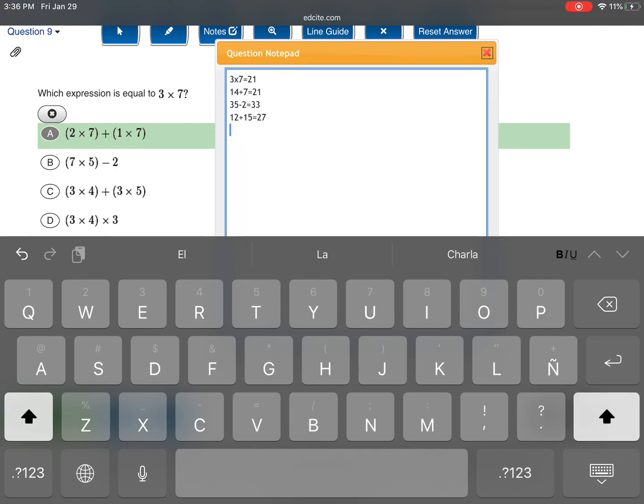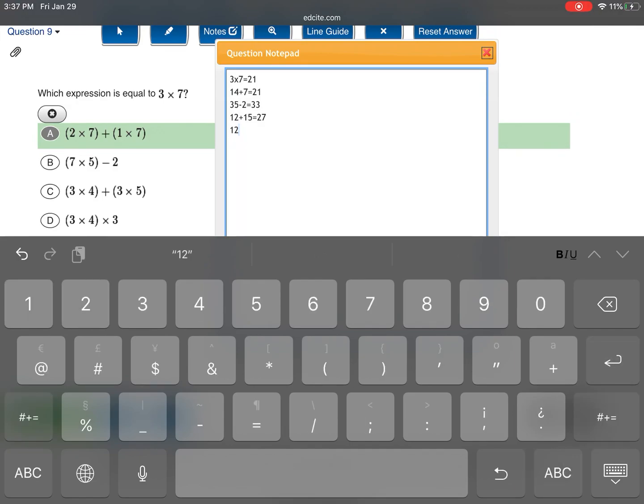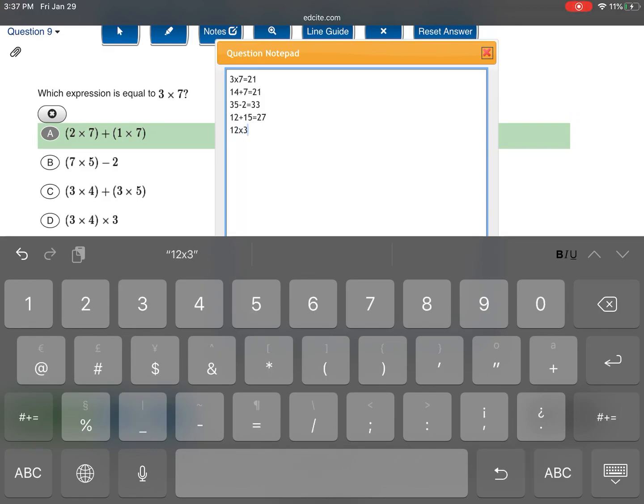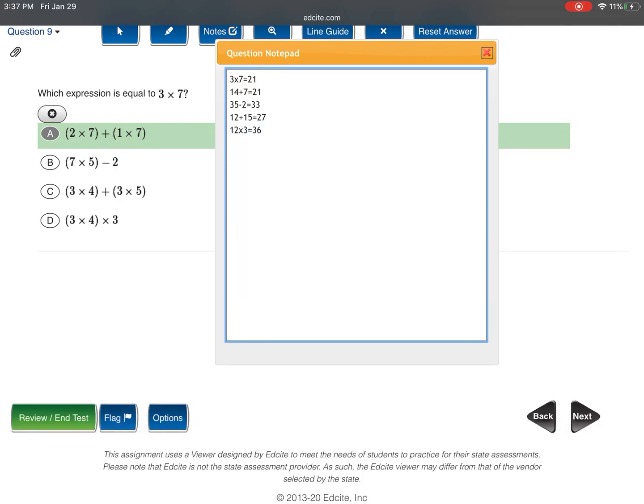And D would be 3 times 4 equals 12. Ooh, 12 times 3, so 12, 24, 36. So that is not true. So the only one that's true is A. It's really important when you have problems like this to solve every part. You have to solve the part in the question, and then you also have to solve the part in your choices.